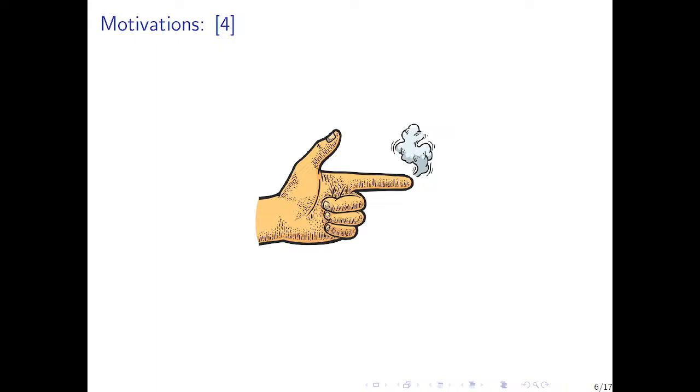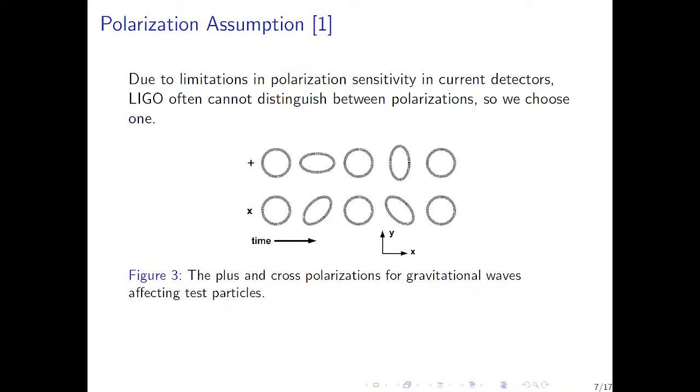So, some motivations. Here's the smoking gun that we always talk about. I didn't think a gun would be a good choice, so we did a finger gun instead. If we find squeezed gravitational waves, we'll see sub-Poissonian statistics, and then we know gravity is quantized, and we all go home. There's no more problems to do. We win. But we're going to see some problems with that.